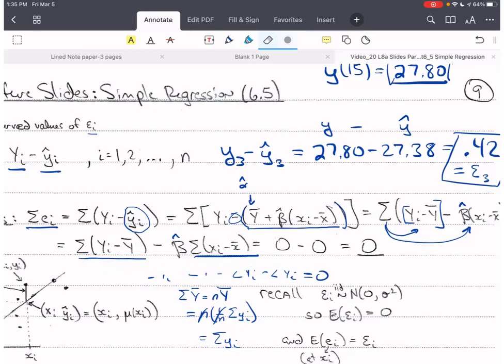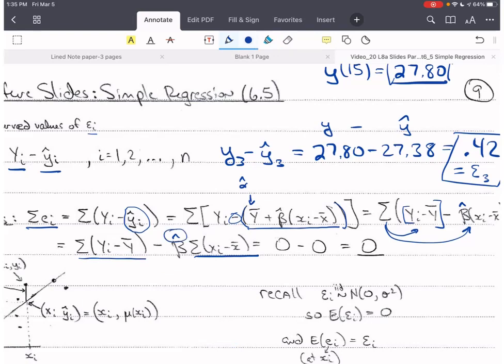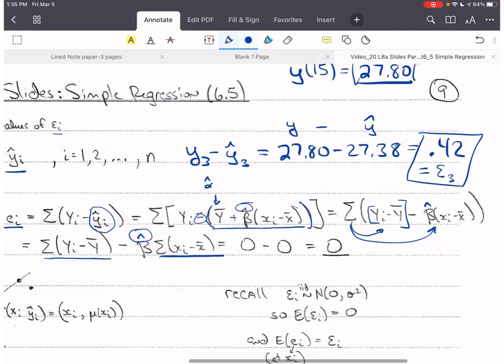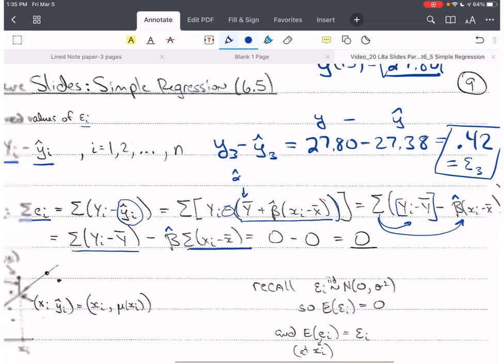Let me clean this up so it's not quite so messy. But please do make sure that you include the hat for beta here. It was there and then it was here and then I just forgot it. So please make sure you include it in your notes.